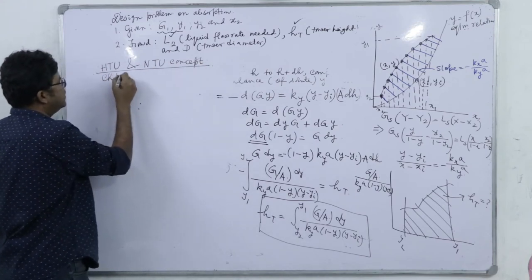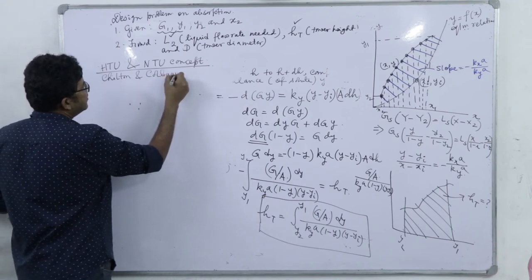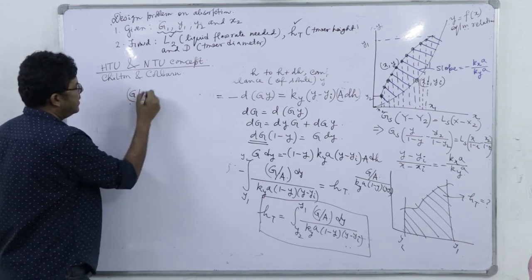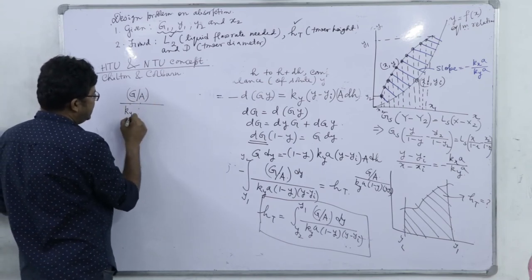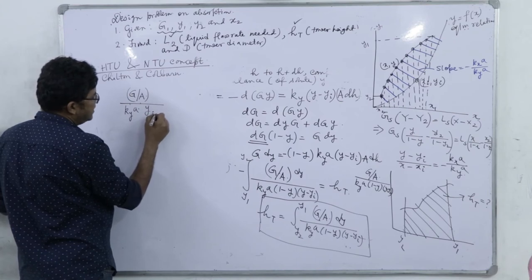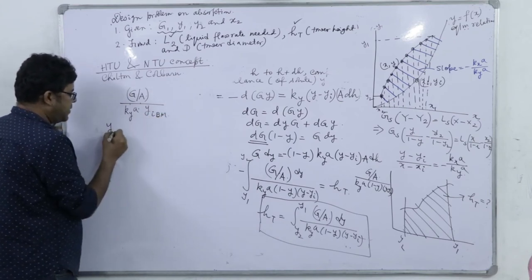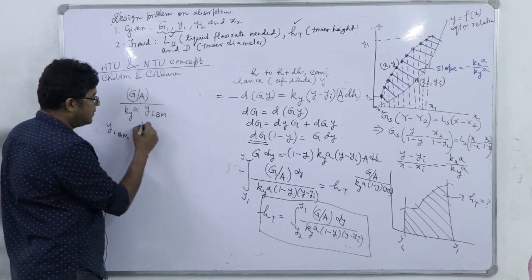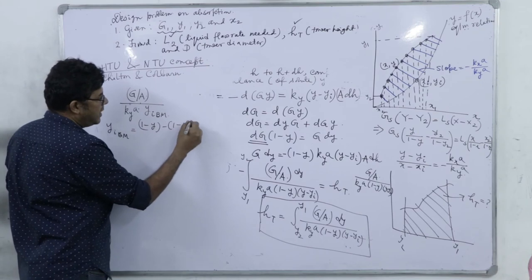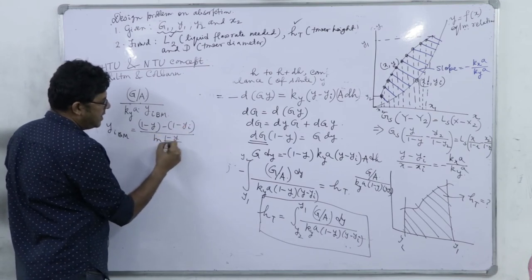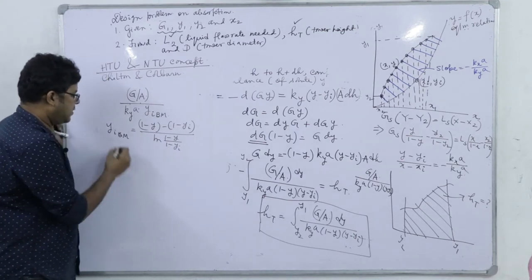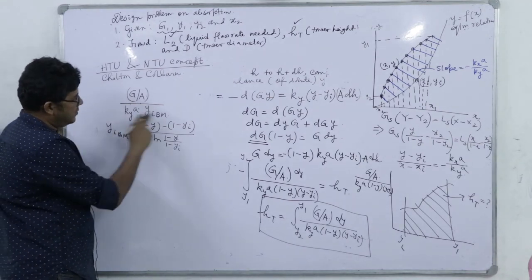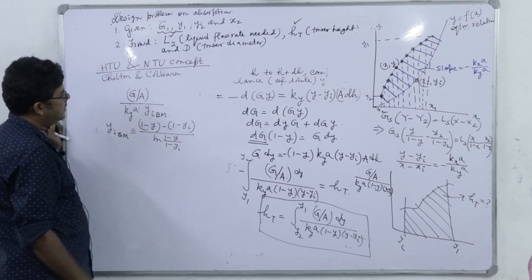This was introduced by Chilton and Colburn. What they observe is that G by A divided by k y a into y I b m. What is y I b m? It is a log mean of 1 minus y and 1 minus y I. So, 1 minus y minus 1 minus y I divided by ln of 1 minus y by 1 minus y I, right. Because y b represents 1 minus y. So, it is a logarithmic mean, this is defined as the logarithmic mean of this. Okay.